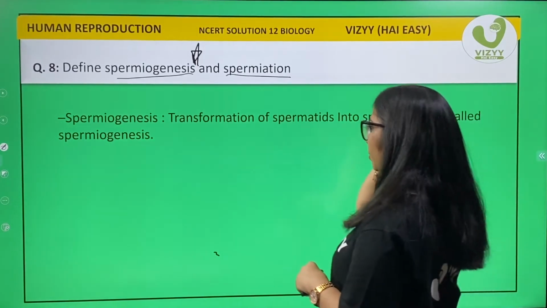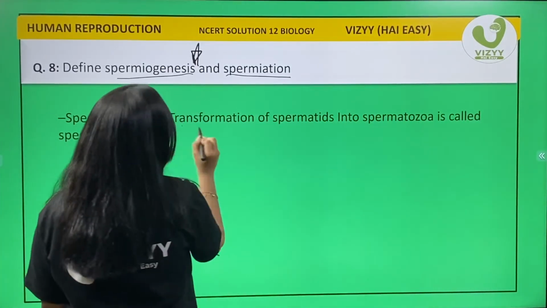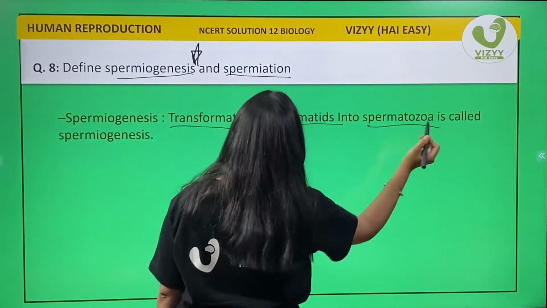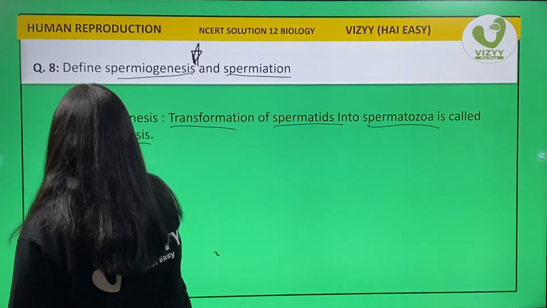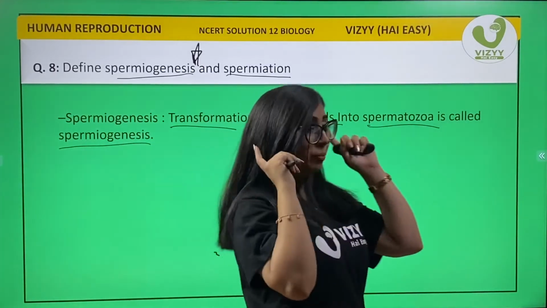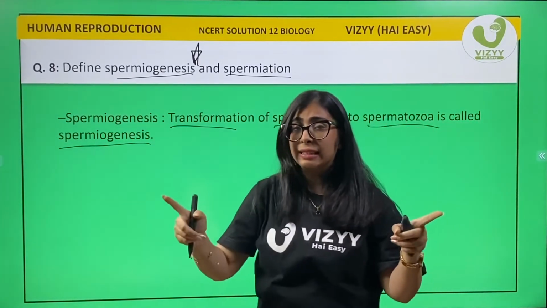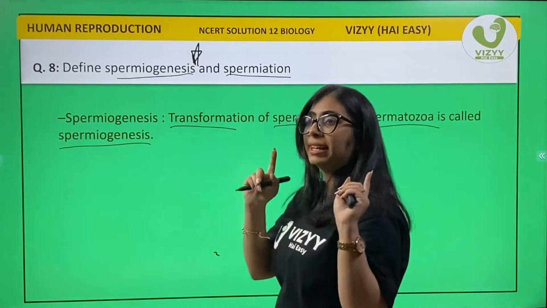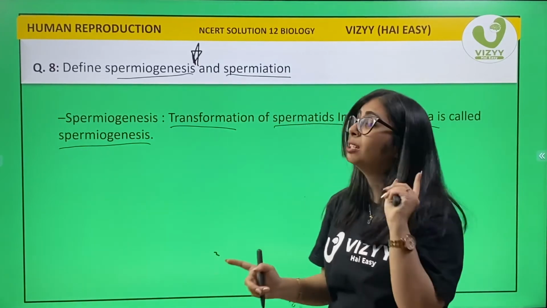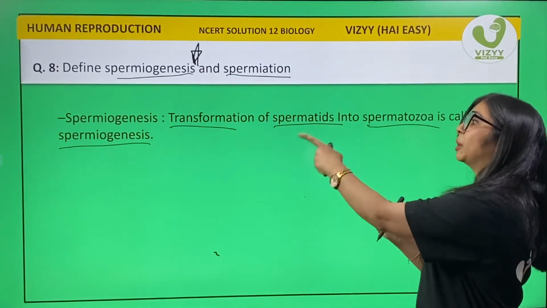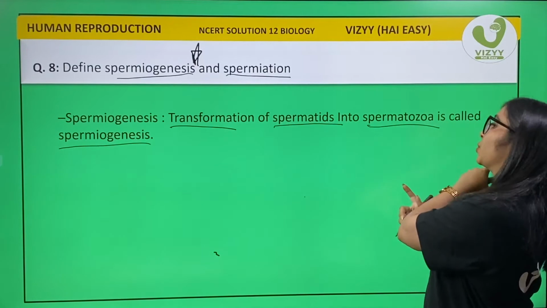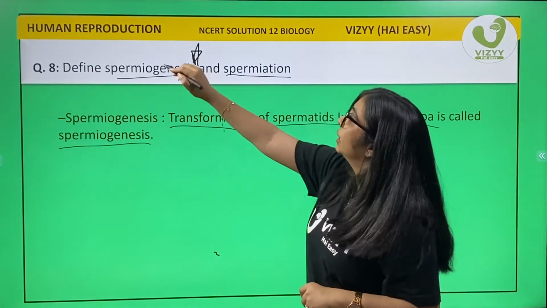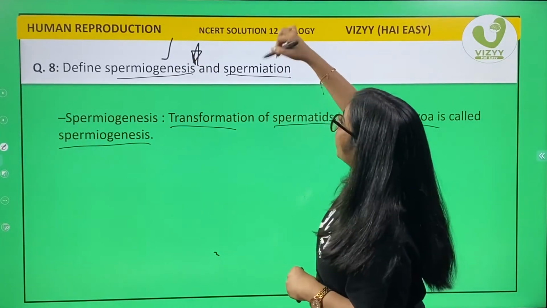Spermatogenesis. Transformation of spermatids into spermatozoa is known as spermatogenesis. Students, what? Transformation of spermatids into spermatozoa is called spermatogenesis. So we are done. Now, spermiation.